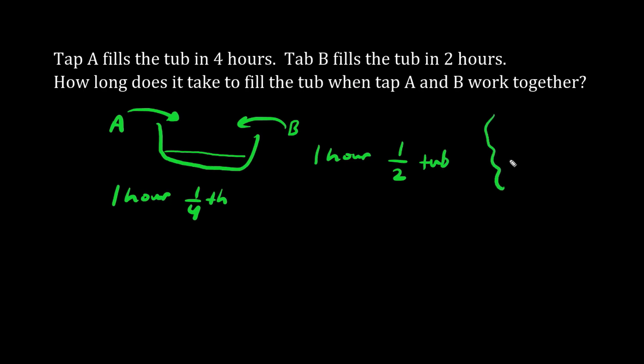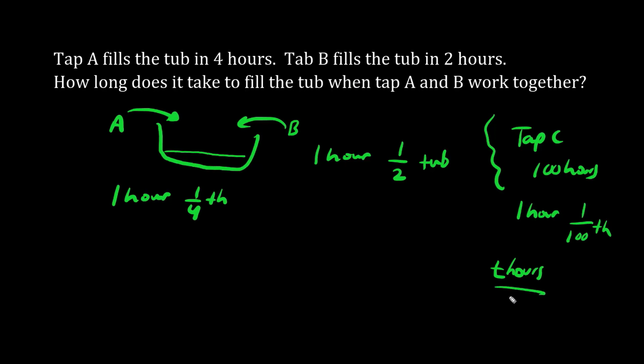Another example is if tap C takes 100 hours, it means that in 1 hour, it only fills 1/100th of the tub. So in general, if a tap takes T hours to fill the tub on its own, it completes 1/T of the job within 1 hour.